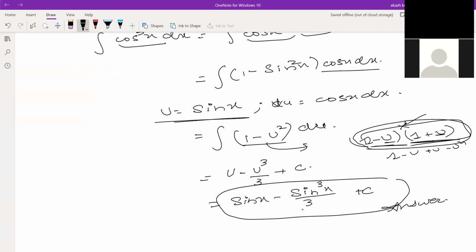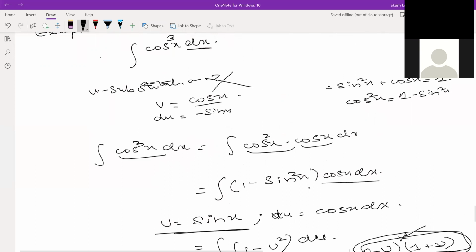Is it clear? Yes. You just have to memorize this identity for now. If you have a question in terms of only cos x, then you just break that power into sine square or cos square x, and then get the answer in sine and cos form, so you can apply the u substitution.